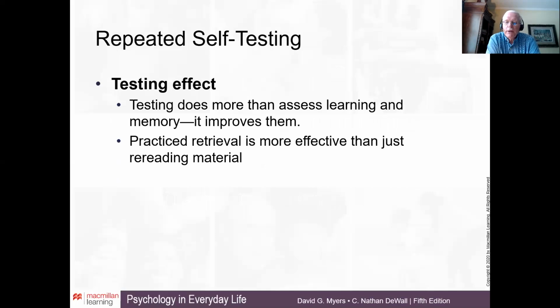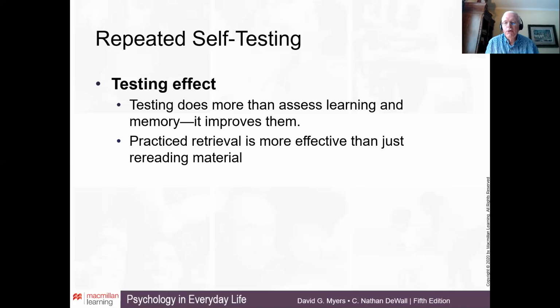Another way in which we can improve our learning and memory is by using the testing effect. The testing effect very simply involves asking yourself questions and seeing if you can answer the questions. In our course, we use the testing effect in some different ways. Sometimes we ask ourselves questions during class and we see if we can answer them.